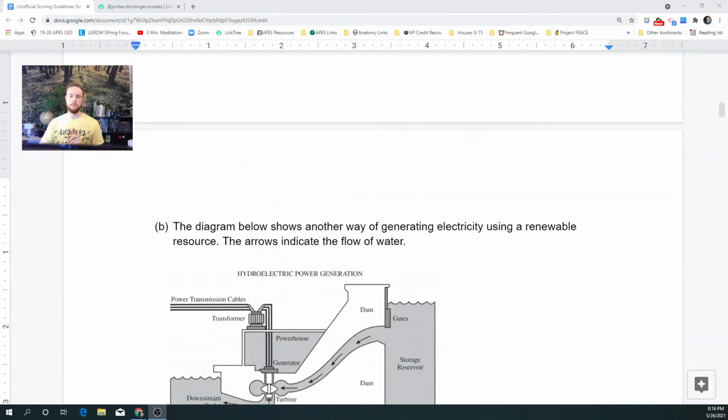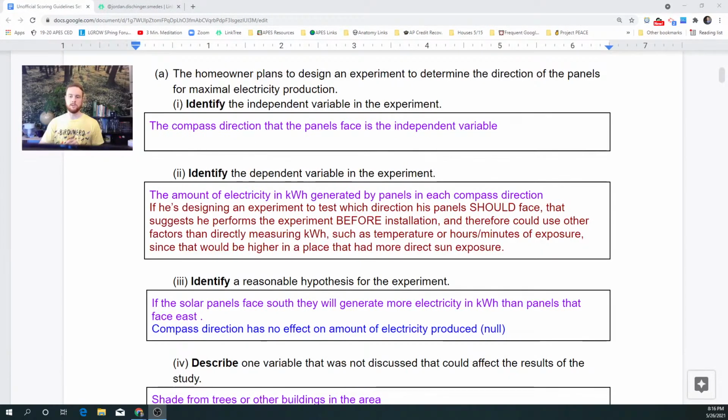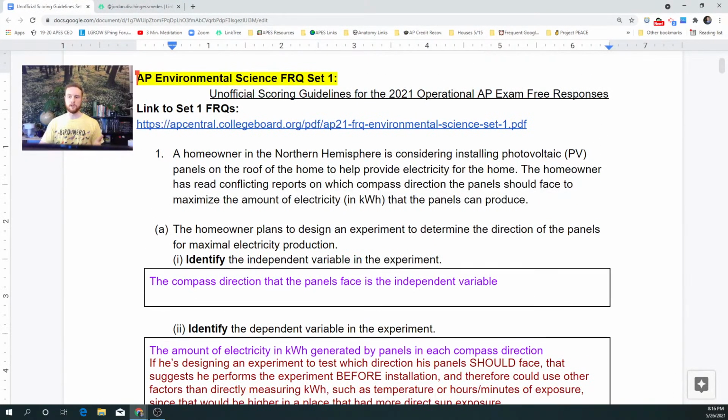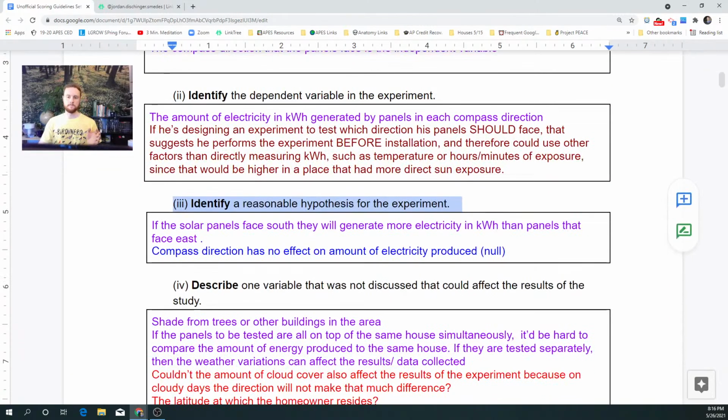We have this experiment above where students are asked to identify a reasonable hypothesis for the experiment. The experiment is a homeowner in the Northern Hemisphere considering putting PV solar panels on the roof, and they want to know if facing the compass different directions of the panels will maximize the amount of electricity in kilowatt hours. So a really easy hypothesis is: if the panels face south (independent variable, direction), they will generate more electricity in kilowatt hours than panels that face east (dependent variable, electricity generation).